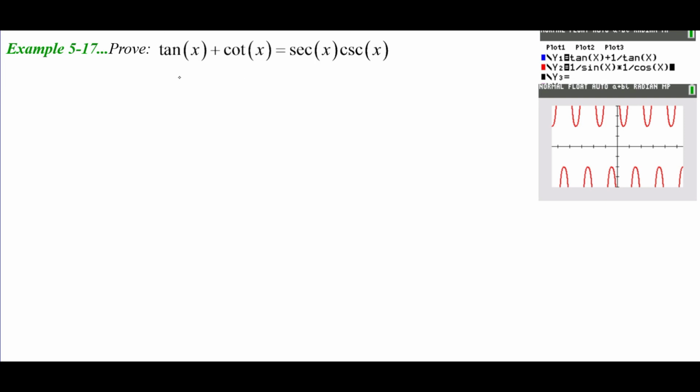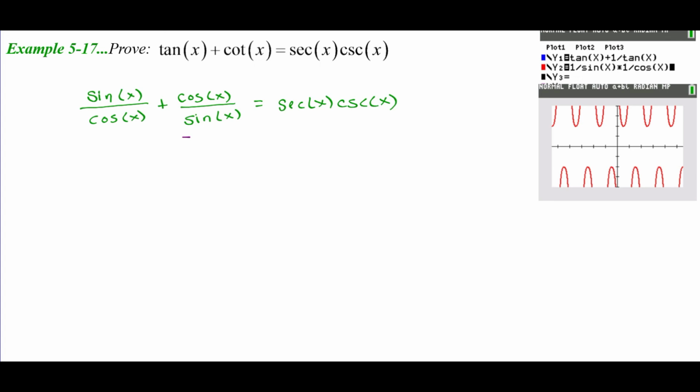The first thing that I want to look for is if I have some secants, cosecants, tangents, or cotangents, I'm going to rewrite them using their basic definitions. So I'm going to rewrite tangent as sine of x over cosine of x, and then I'm going to rewrite cotangent as cosine of x over sine of x. I'm not going to change the other side of the equation, so I'm just going to leave that secant x times cosecant x.